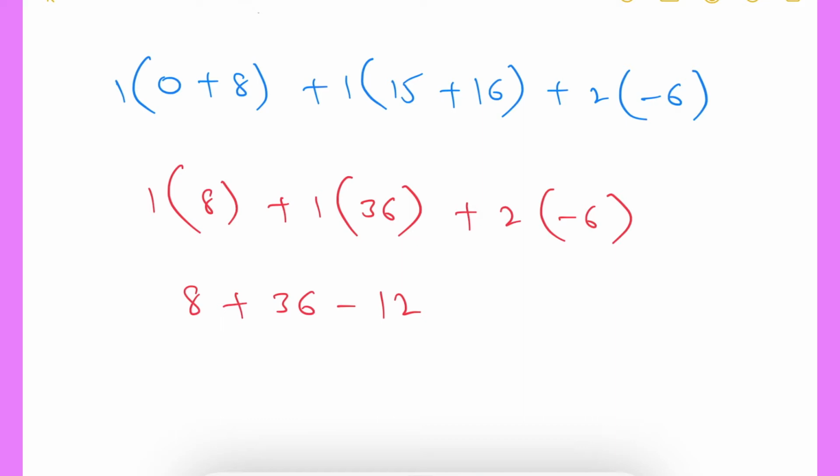Oh, sorry, here I did a calculation mistake. 15 plus 16 is 31. Okay, now 8 plus 31, it will become 39 minus 12. 39 minus 12 is nothing but 27. So the determinant of the given 3 by 3 matrix is 27.